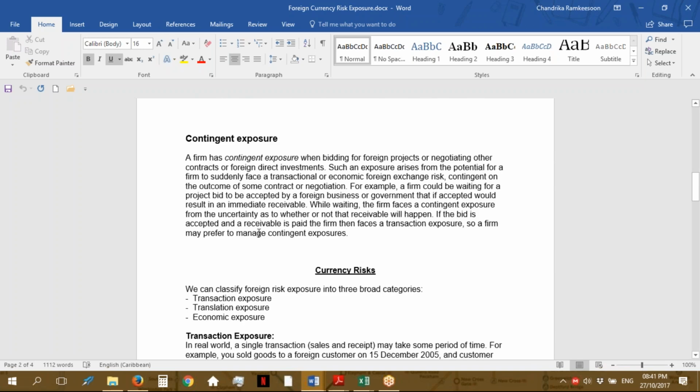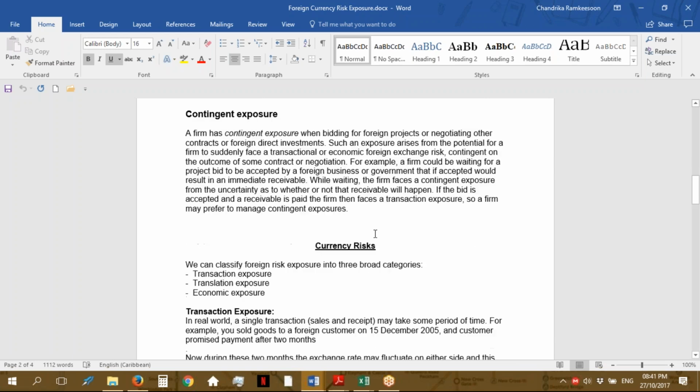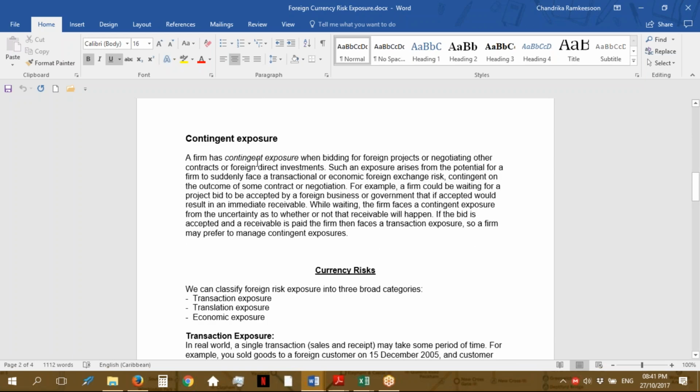Contingent, in fact one other, contingent exposure. Just for general interest, a firm has contingent exposure when bidding for foreign projects or negotiating other contracts or foreign direct investments. Such an exposure arises from the potential for a firm to suddenly face a transactional or economic foreign exchange risk contingent on the outcome of some contract or negotiation.